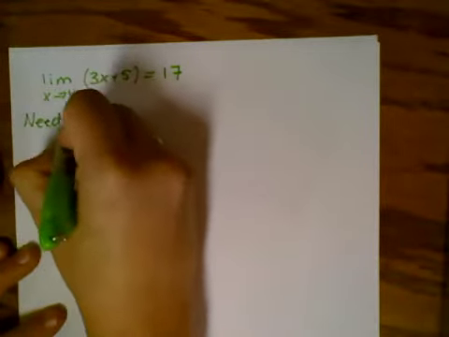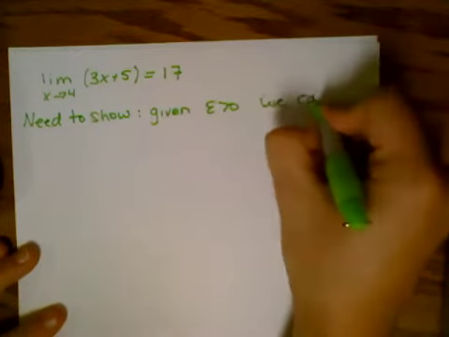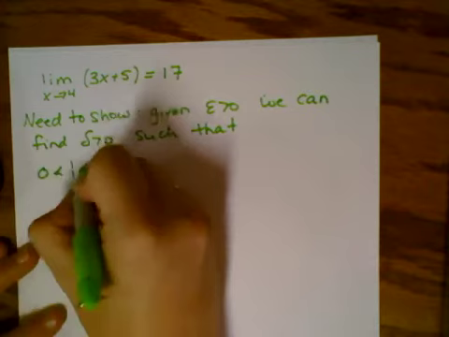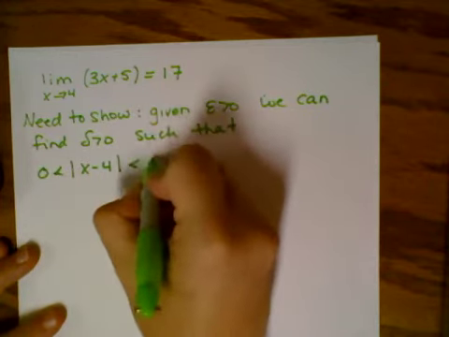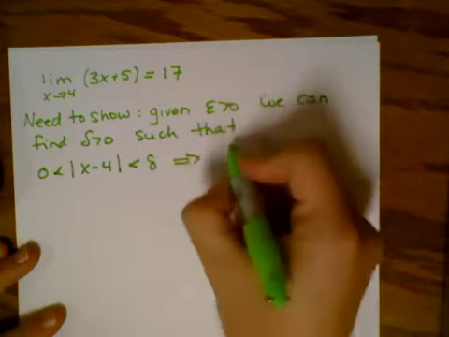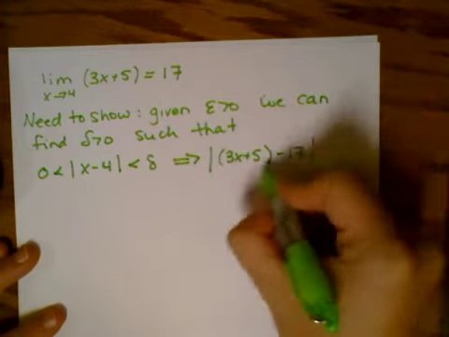Alright, so an example. Let's look at the function 3x plus 5, and let's show that the limit as x approaches 4 of the function 3x plus 5 is 17. Thinking back to the definition we just looked at, we need to show that given some epsilon, we can find a corresponding delta such that if the absolute value of x minus 4 is between 0 and delta, that's going to imply that f of x, which is linear, minus the limit 17, that difference will be less than epsilon.